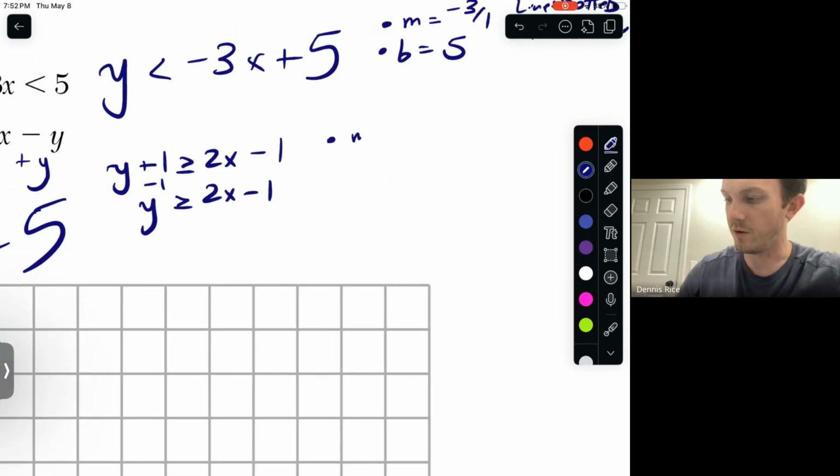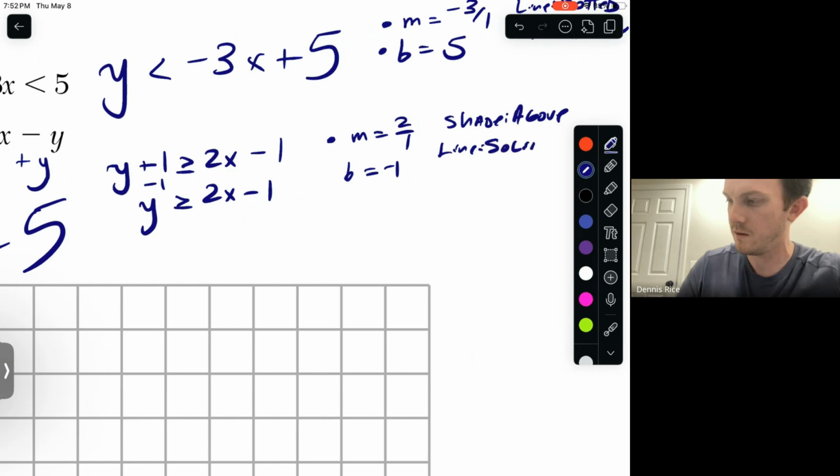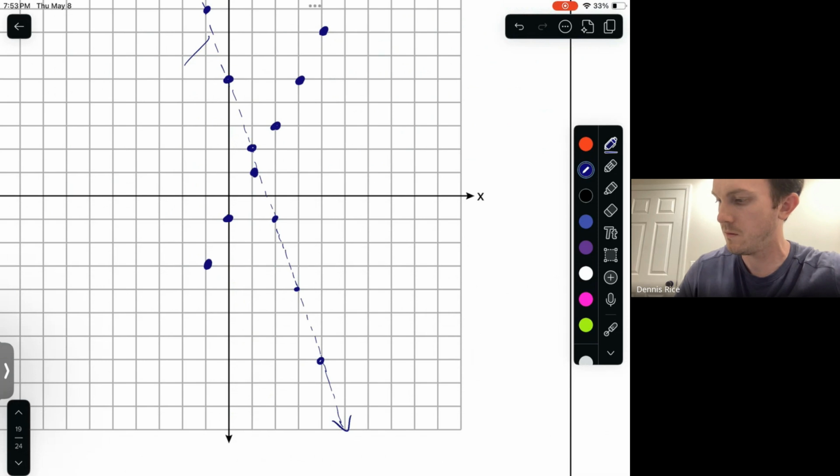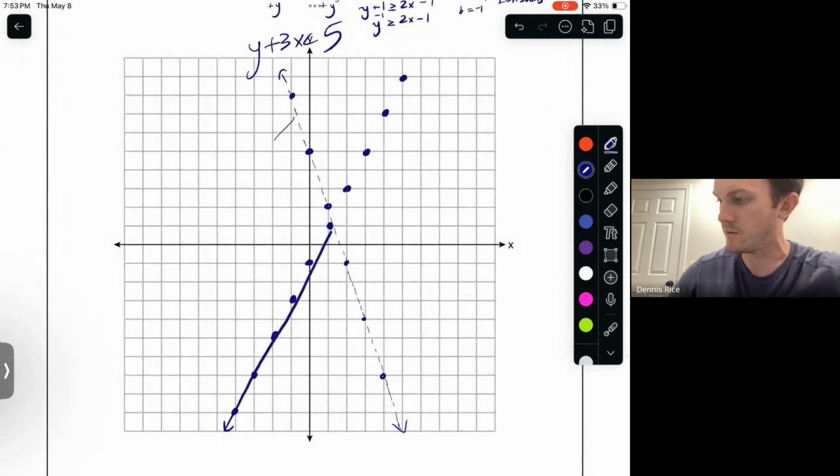Again, make my 4 bullet points. Shade above. Line type here would be solid. Okay. And again, I'm going to begin at -1, up 2/1. Solid line, you could just make normal. You want arrows or go to the edge of your paper. We did talk about that with one class today.